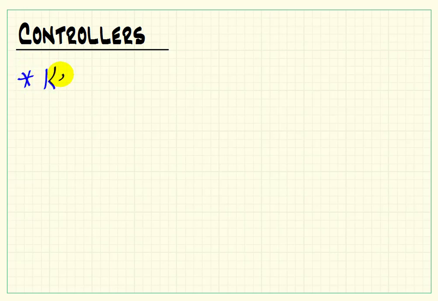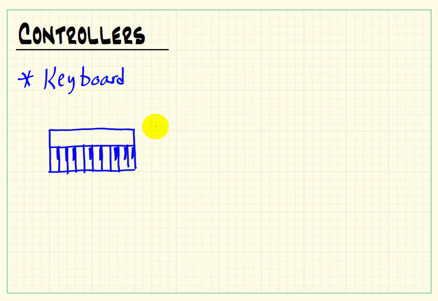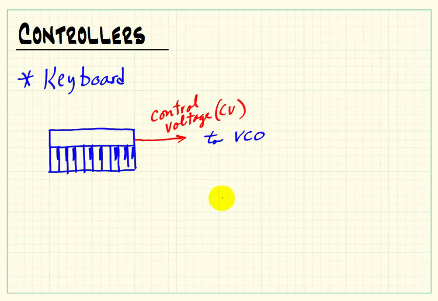There's a number of different types of controllers that all generate control voltages, which can be used by things like voltage controlled oscillators, voltage controlled amplifiers, and so on. Probably the most commonly associated controller with synthesizers is the keyboard, and the keyboard generates a control voltage, or CV for short. And commonly the control voltage is fed directly to a voltage controlled oscillator, and this causes the VCO to assume the appropriate frequency associated with the key.